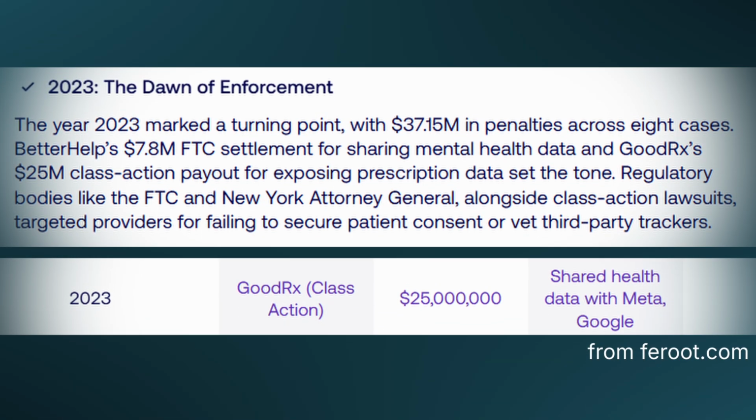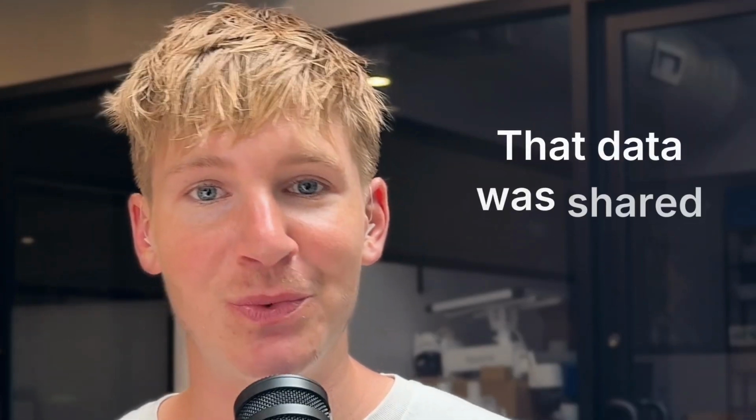In 2023, GoodRx had a $25 million HIPAA violation settlement. According to feeroot.com, this $25 million class action payout was for disclosing prescription data. GoodRx is a prescription discount platform. They used Metapixel, Google Analytics 4, and other tracking tools that were active when patients were visiting medication pages that signaled diseases that they may or may not have. Then, to make it even worse, that data was shared with advertisers.